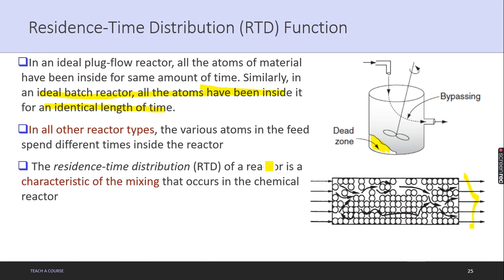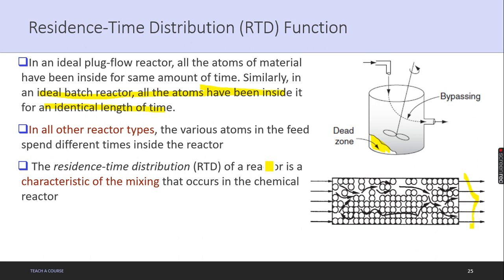So residence time distribution of a reactor is actually a characteristic of the mixing that occurs in a chemical reactor. How the mixing is happening, how ideal it is, and how much it is deviating from the ideal behavior. That information is very important for the residence time distribution function.